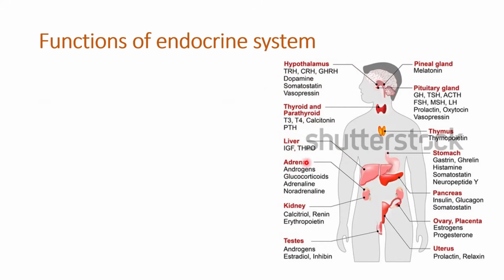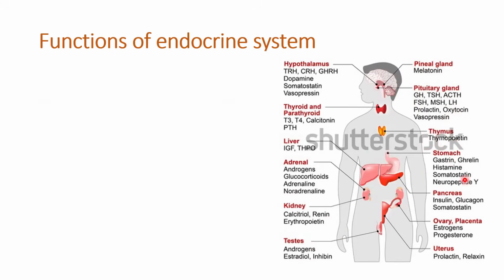The adrenal gland produces androgens, epinephrine and norepinephrine. Kidneys produce those hormones there, and the testis produces androgens. On the other side, you can see the pineal gland produces melatonin, which enables you to wake up. So it's the biological clock. The pituitary gland is a master gland, so it produces a lot of hormones, either stimulating hormones or inhibiting hormones. Then the thymus produces thymopoietin, thymulin, and the rest.